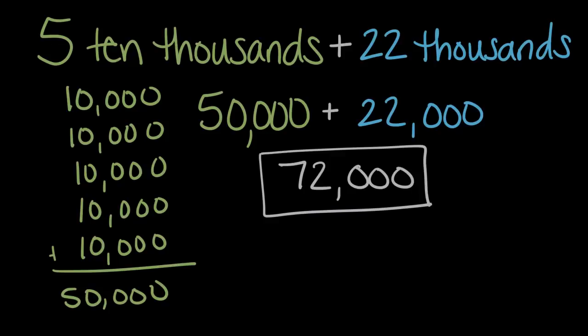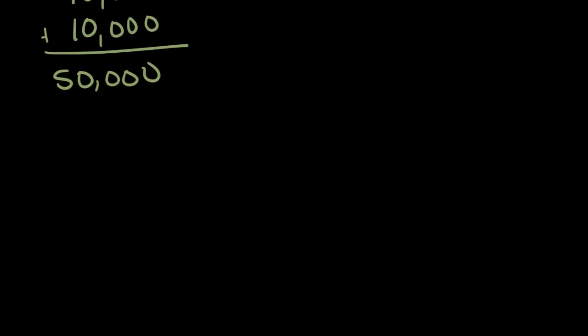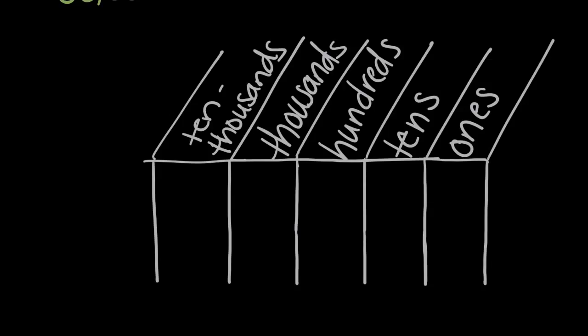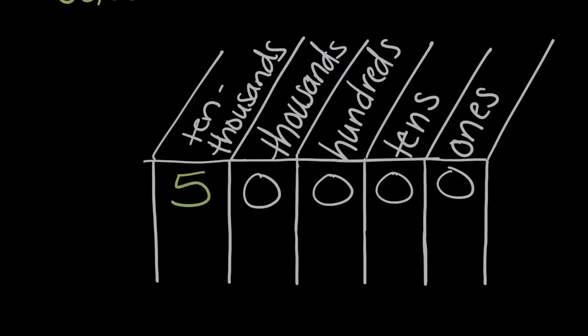Or the other way we could solve this is with a place value chart, thinking about place value. So let's put a place value chart in here and then put our first number, which was 5 10,000s. So we have 5 in the 10,000s place, 5 10,000s. And we can fill in the zeros behind it in these empty place values. There were no thousands, hundreds, tens, or ones. So for 10,000s, we added 4 zeros behind it.